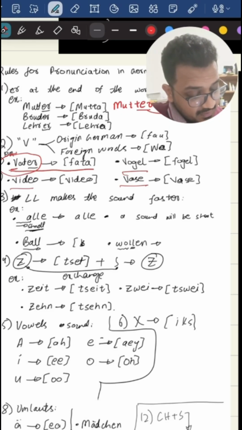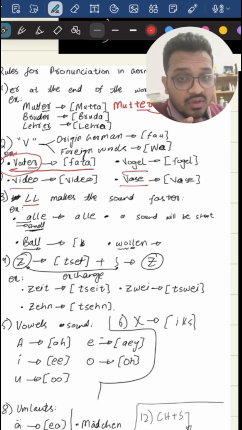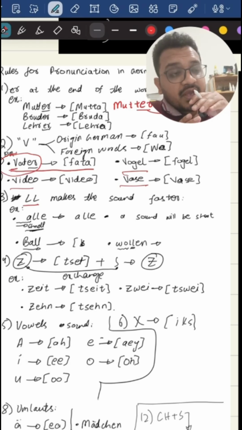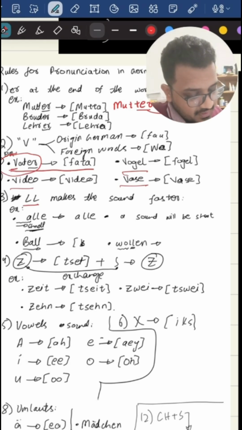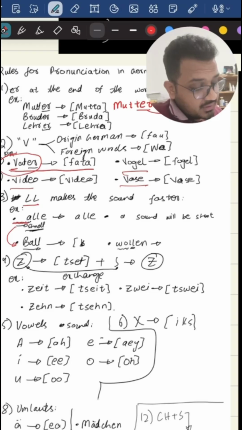Now the next rule is basically double L. The thing is that wherever the double L comes in a word, the vowel before it becomes faster. They are spelled faster. So for example here, double L makes the a sound faster, and whatever vowel comes before double L, it makes the sound faster. For example here we have the word Ball, so it makes the sound faster. In English we say ball, but in German we say ball, same as with Wallen. And so this is the rule.